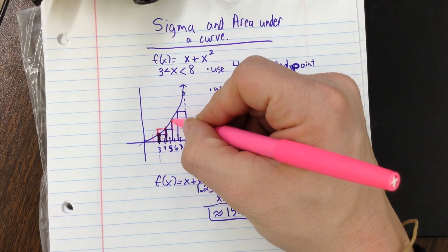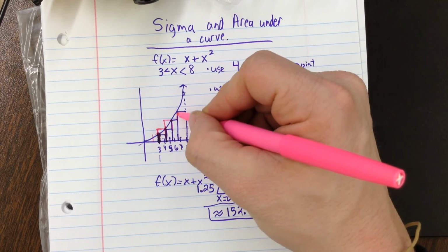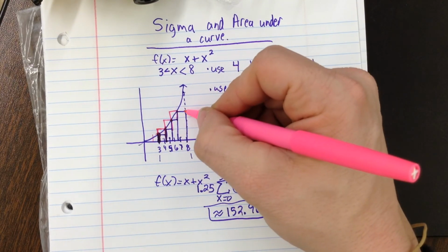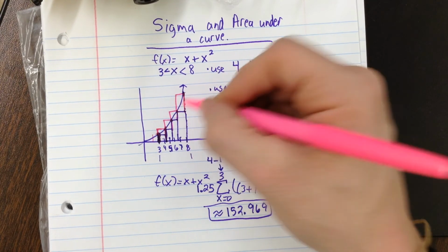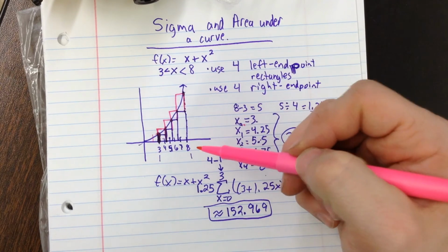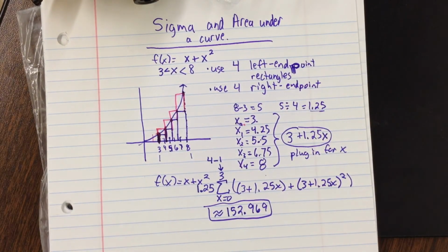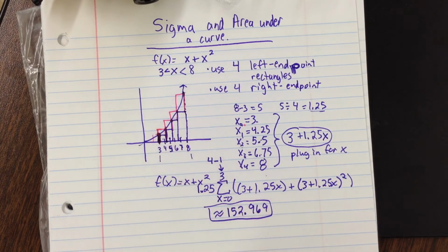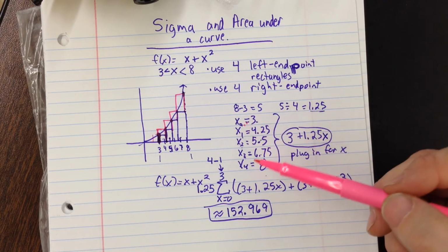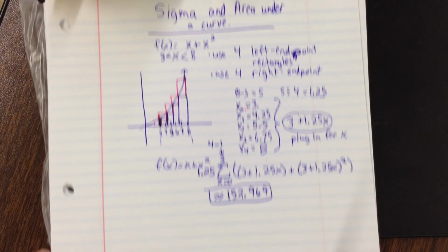Here's another one. That's the right side. It's going to go like that. Right side, go like that. This time we are actually going to use this because now this rectangle is not hanging off the edge. So the pink ones are your right endpoints. There are 4 of them. And again, we are going to have to skip this first one. So we're not going to use x0, but this time we're going to use x4.